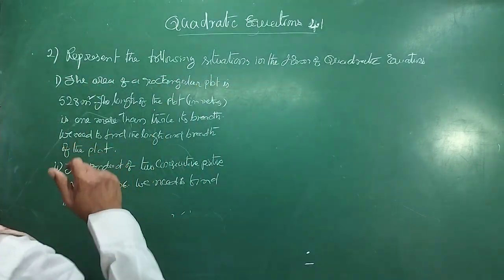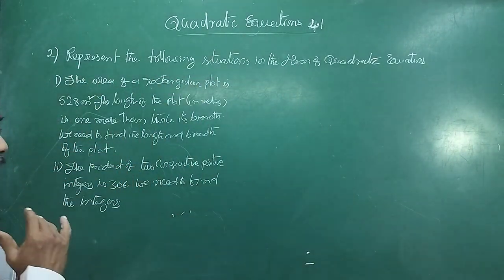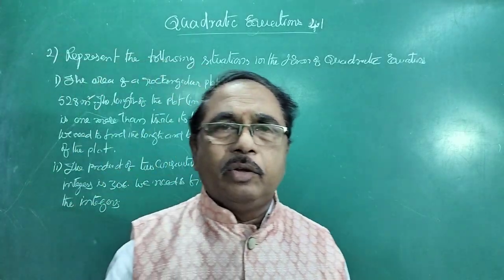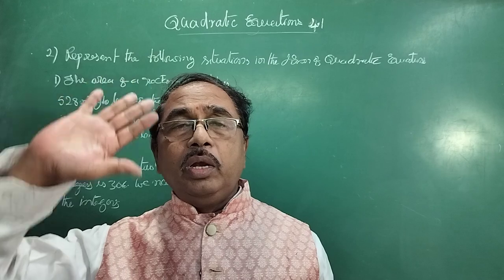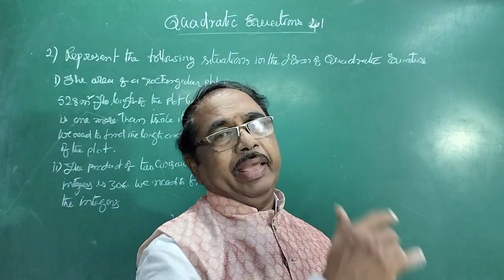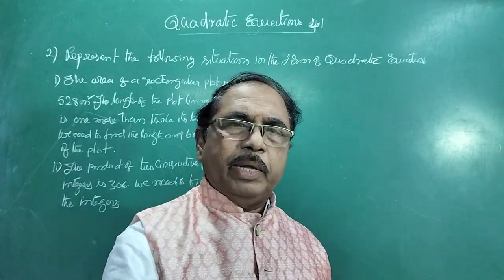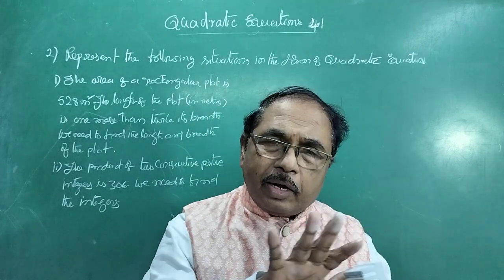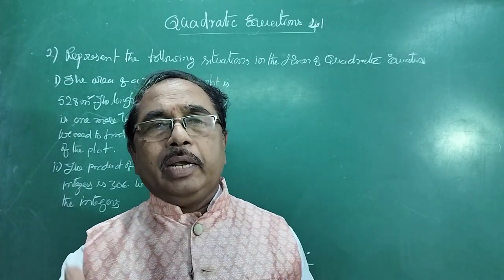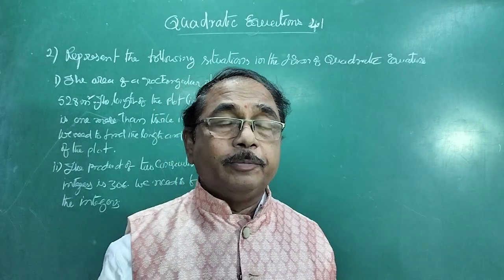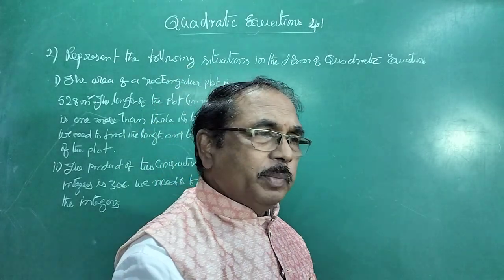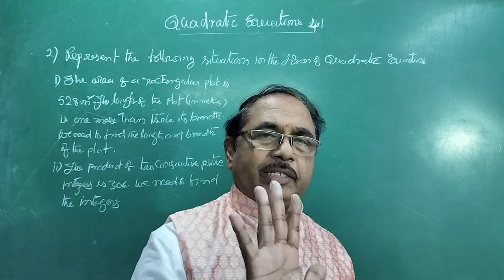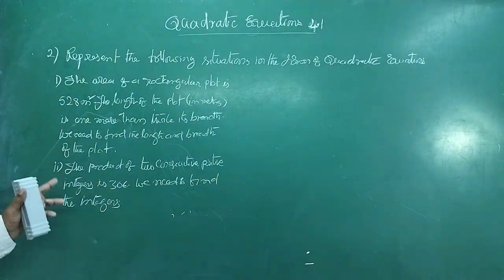The product of two consecutive positive integers. First of all, you know integers. Positive values 1, 2, 3, 4, 5, and so on, and 0, and negative values minus 1, minus 2, minus 3, and so on. These three come under the integers. Positive integers means 1, 2, 3, 4, 5. Negative integers means minus 1, minus 2, minus 3.